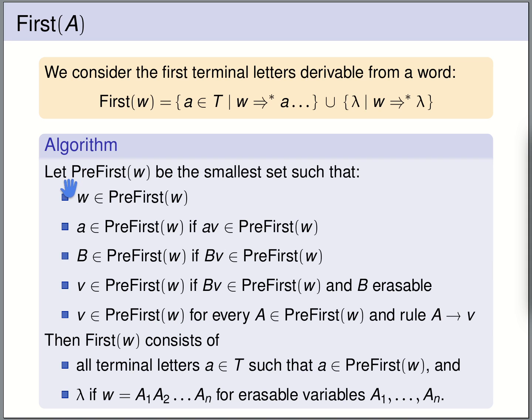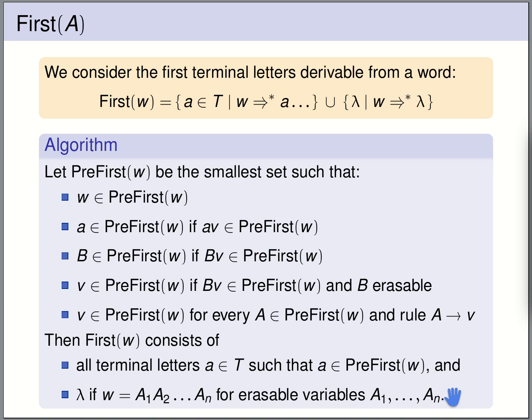Now, once we have computed pre-first of W, we derive first of W from it as follows. We take all those terminal letters that appear in pre-first of W. So all terminal letters that are in pre-first of W are also in first of W. Moreover, we put lambda in first of W, if the word W consists only of variables and all of the variables are erasable.